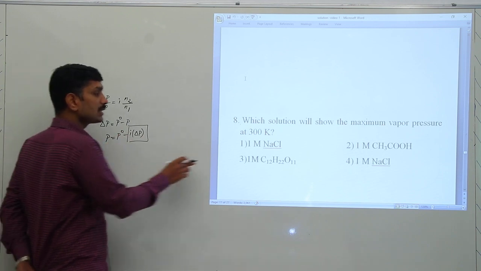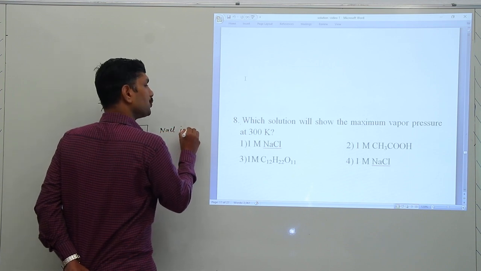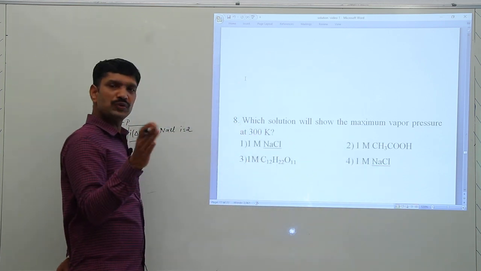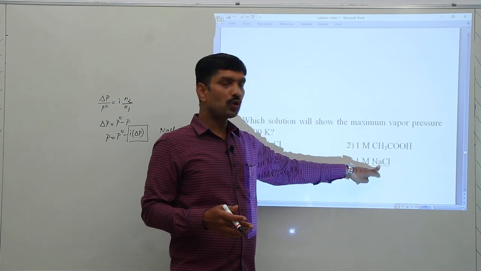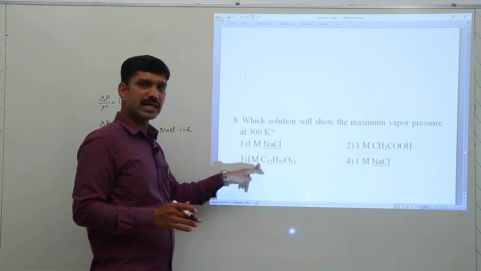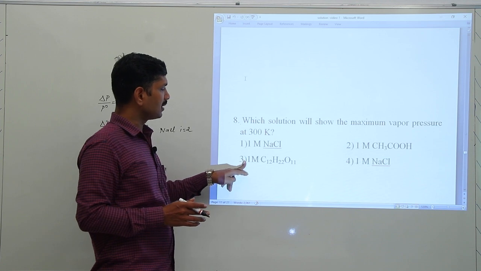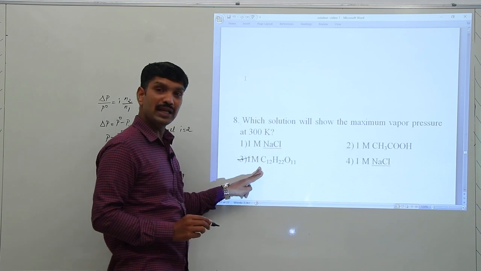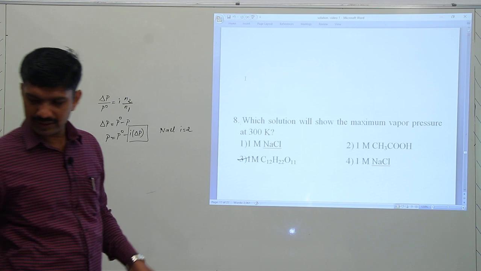As the i value increases, go for sodium chloride. The i value of sodium chloride is equal to 2. Then acetic acid is partially dissociated, so its i value is also 2. Sodium chloride again, 1 molar, i value 2, but here it is not completely dissociated. Here the i value is 1. So in which case is the i value minimum? This third case. That is why this one shows the maximum vapor pressure, because the i value is less here. In the remaining cases the i value is more. That's why the third option is correct here.